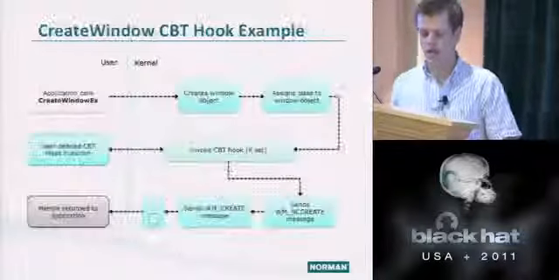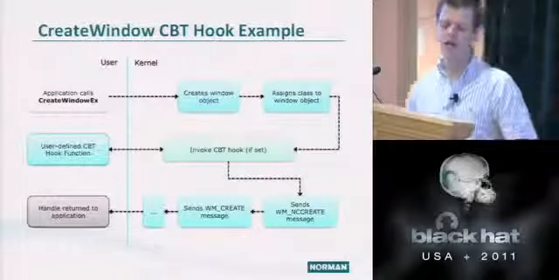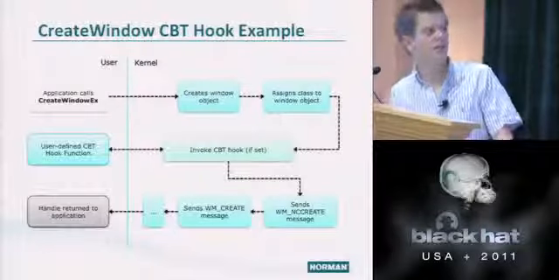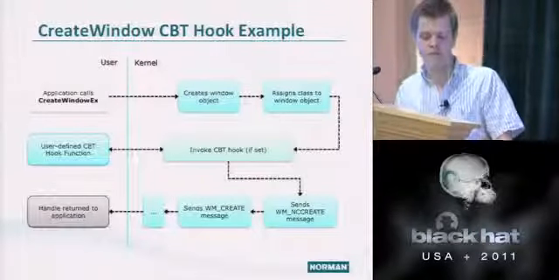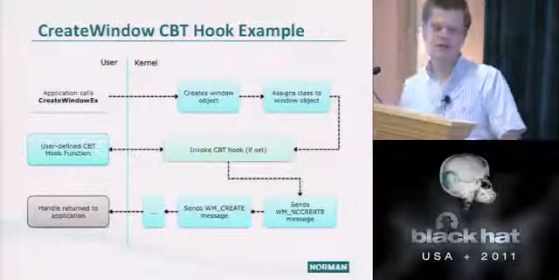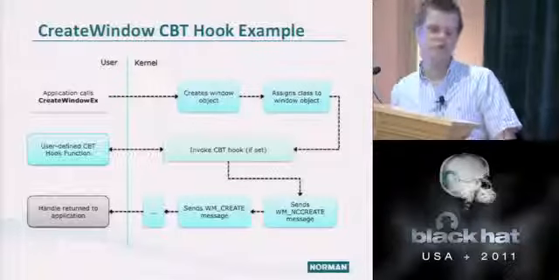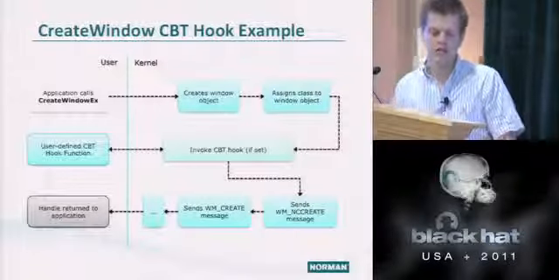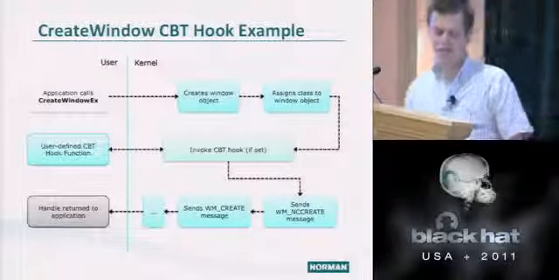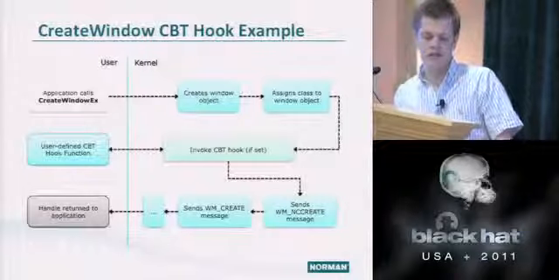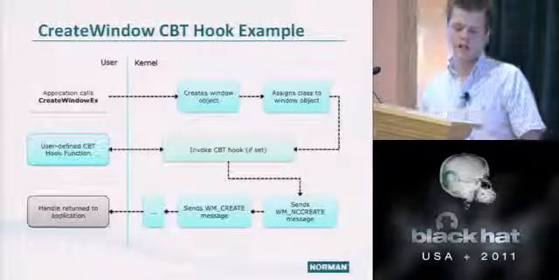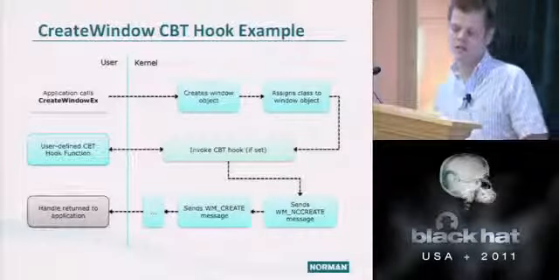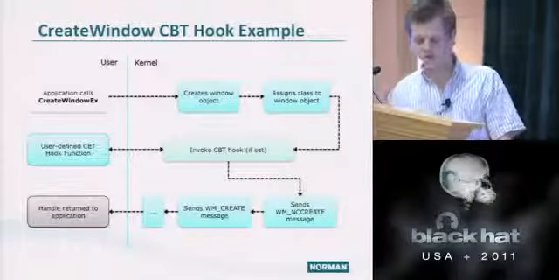So for instance, if you create a window, you can have a CBT hook, that's a computer-based training hook, set up to inspect the properties and the orientation of the window. And you can also change the orientation of the window. So this is something the application can do quite easily. And upon returning, this kernel function will complete, and then the handle is finally returned to the application.